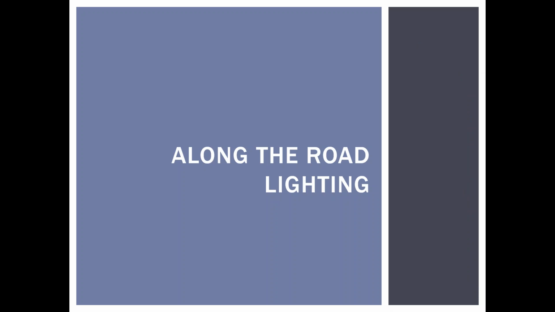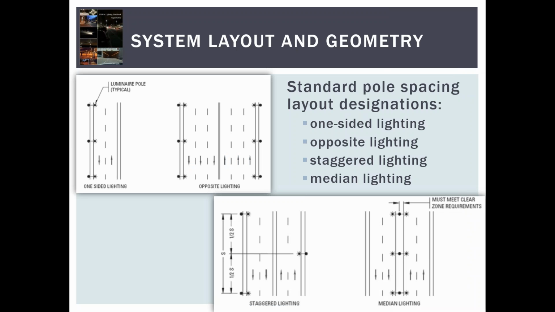Now we're going to go back into discussing roadway lighting, and then we'll tie these two back in later on. The first, again from the FHWA Lighting Handbook, the lighting industry has defined standard pole spacing layout designations for roadway lighting. These standard pole spacing layout designations are one-sided lighting, opposite-sided lighting, staggered lighting, and median lighting.